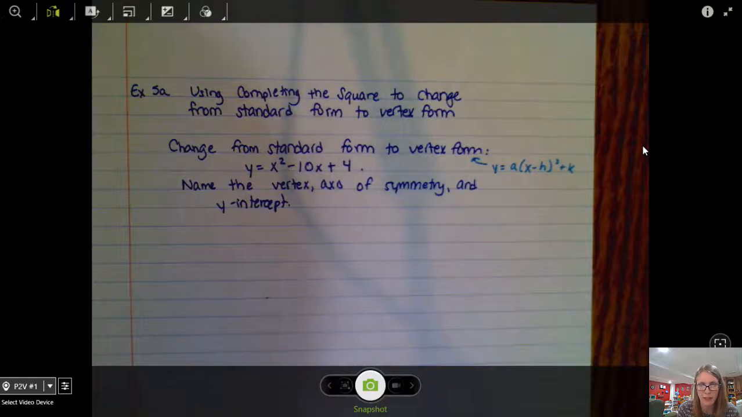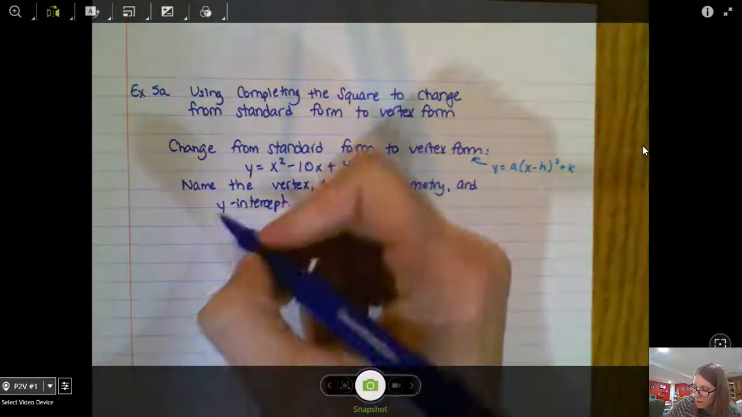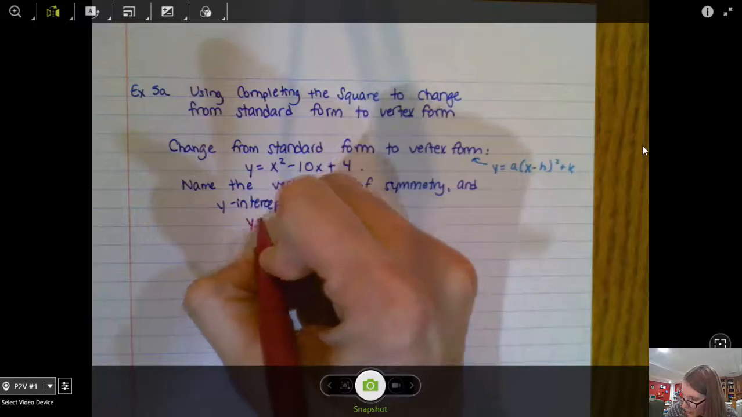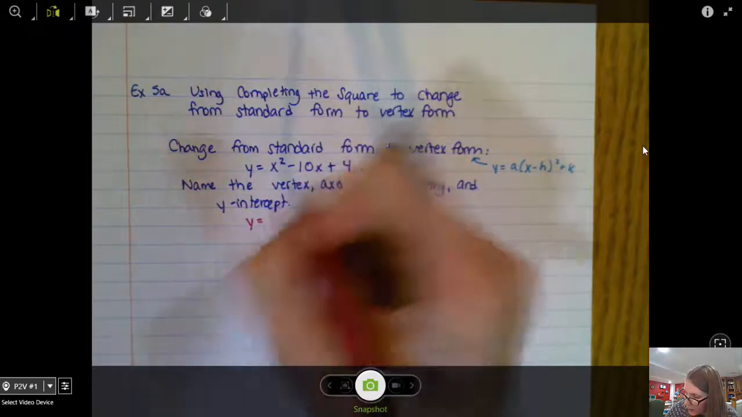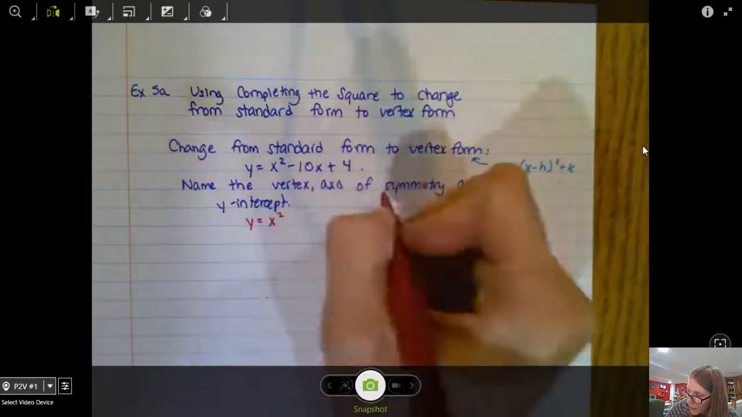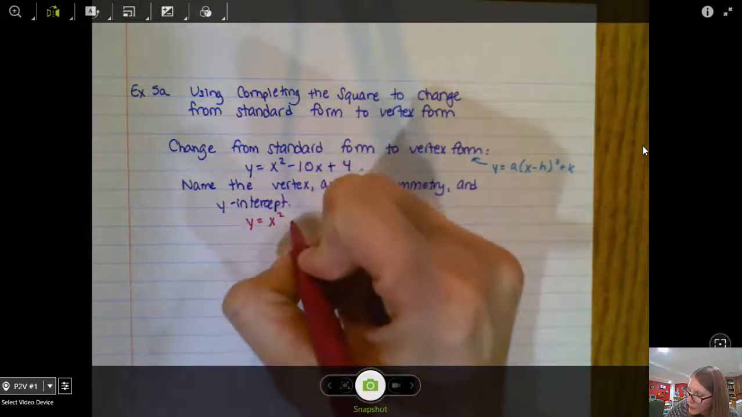Some of you did that just fine, but some of you also found that it's really easy to make mistakes. So completing the square gives us another strategy. All right, so I'm going to rewrite right below here what my equation is. And after I get to vertex form, I'm going to name the vertex, the axis of symmetry, and the y-intercept.